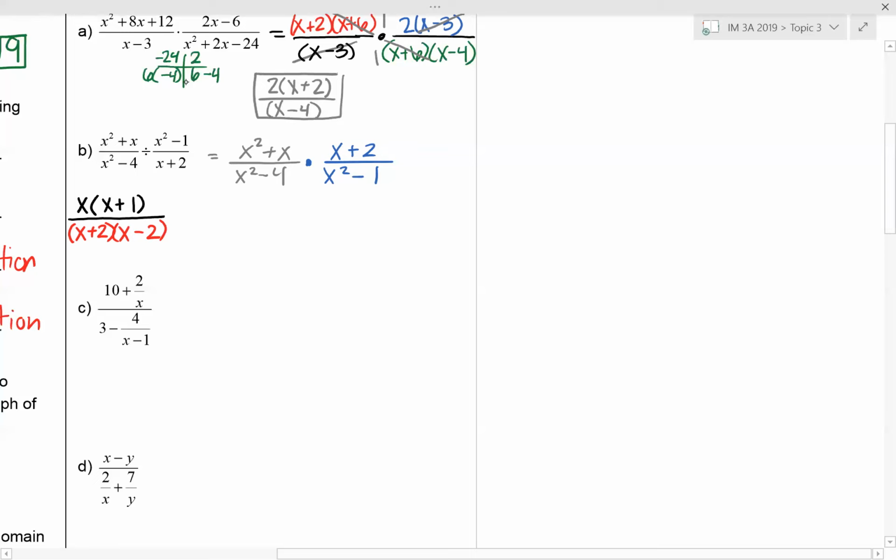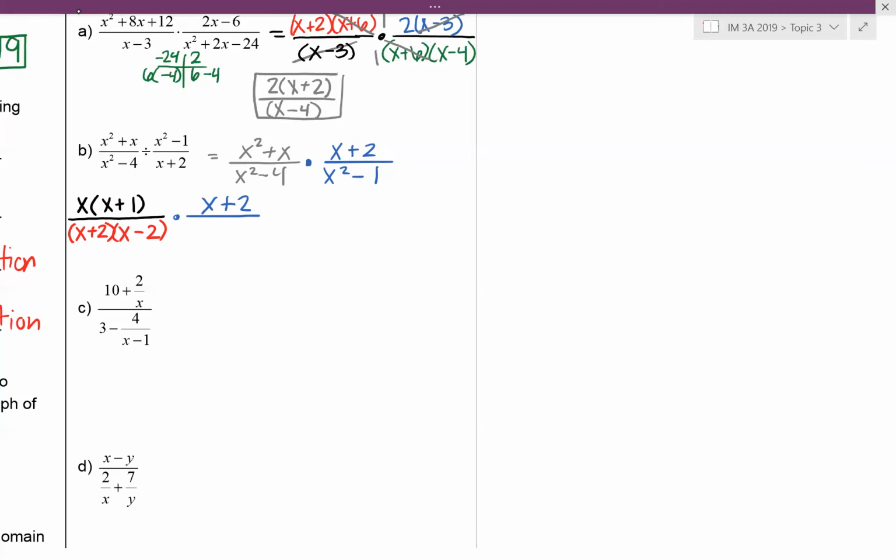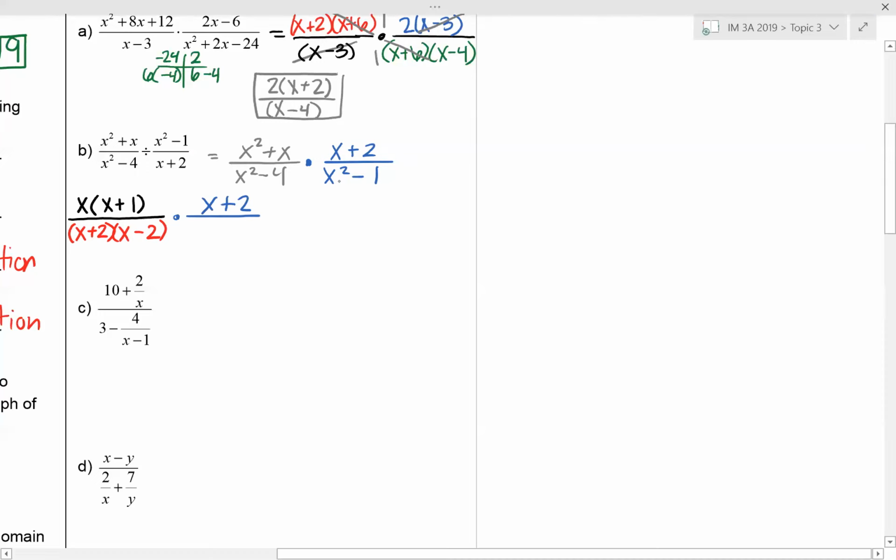X plus 2 is linear, and there's no common factor, so I need to just leave it as x plus 2. Finally, x squared minus 1 is also a difference of squares. So 1 is a perfect square, x squared is a perfect square, so that will factor to x plus 1 times x minus 1.